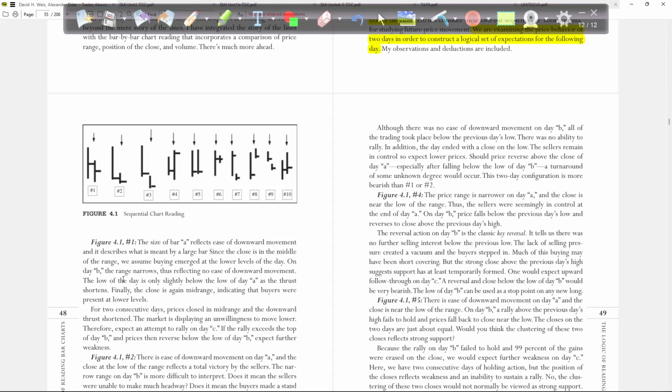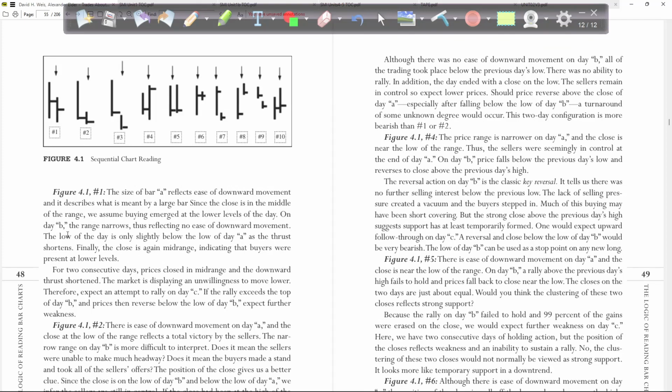We assume buying emerged at the lower levels of the day. On day B, the range narrows, thus reflecting no ease of downward movement. The low of the day is only slightly below the low of day A. As the thrust shortens, finally the close is again mid-range, indicating that buyers were present at lower levels.